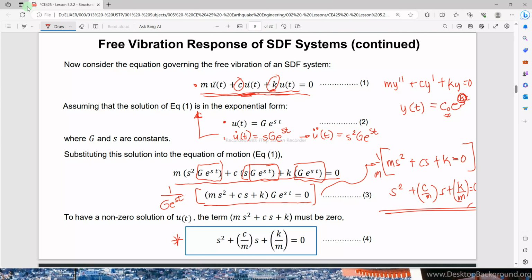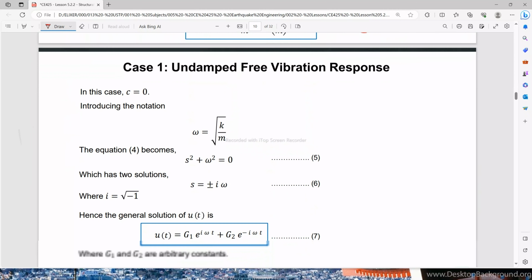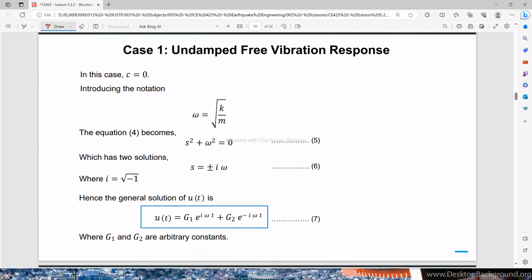So we have here a quadratic equation. We can still use this for the free vibration motion of our structure. So take note of this equation 4. Let's move forward. So let's have our case 1 for free vibration. That is an undamped vibration response.